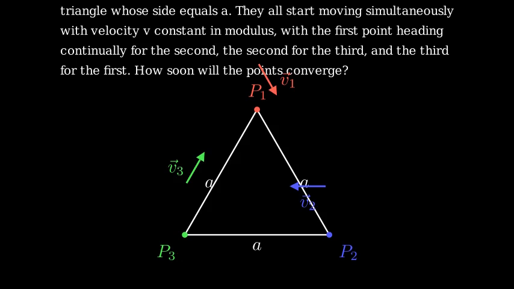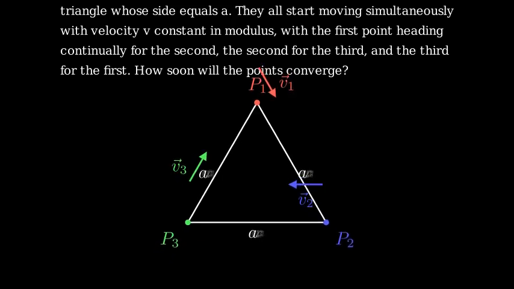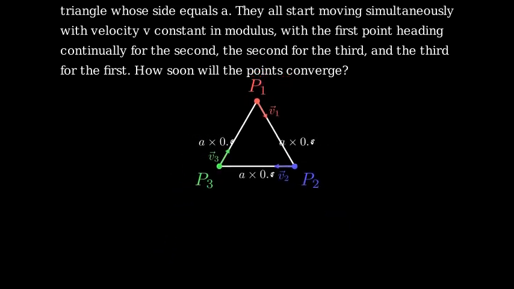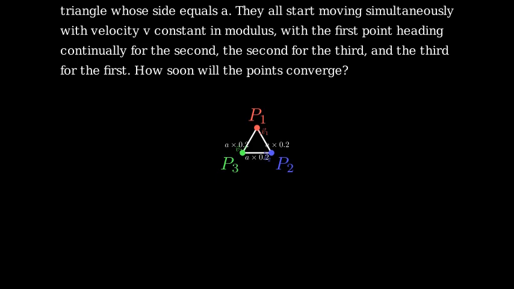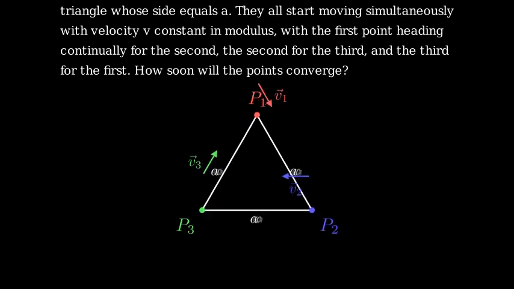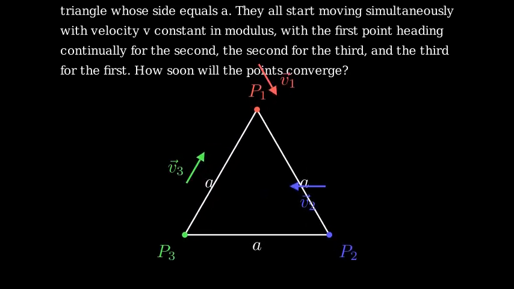Let's see what happens as the points begin to move. As the points follow each other, the triangle begins to shrink while maintaining its equilateral shape. This symmetry is important to our solution. To determine when the points converge, we need to understand how the side length changes over time. Let's focus on one side of the triangle, say, the side connecting points P1 and P2.